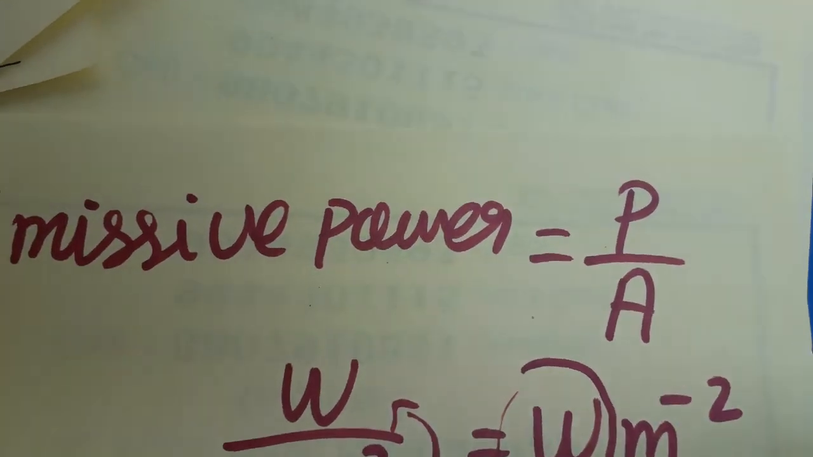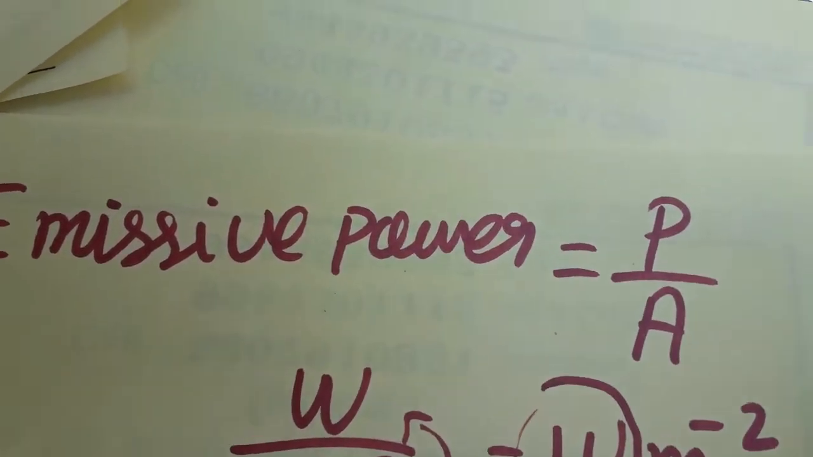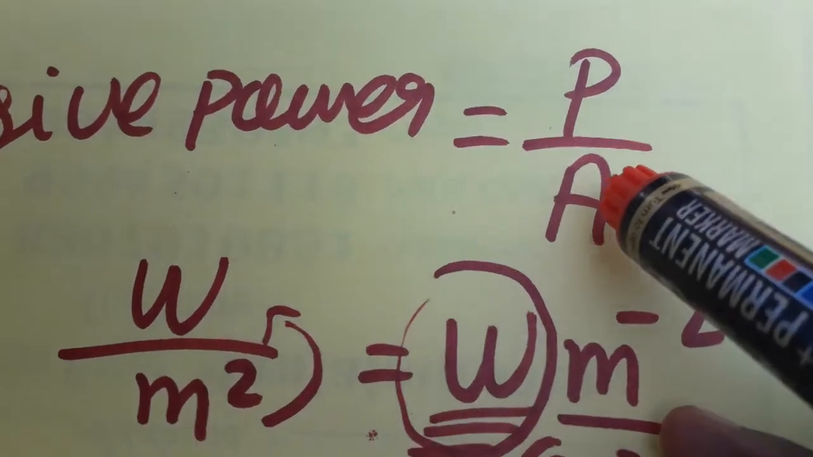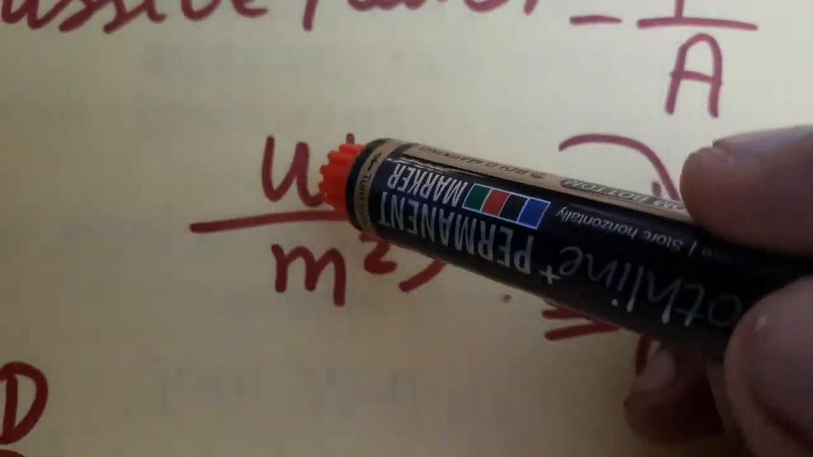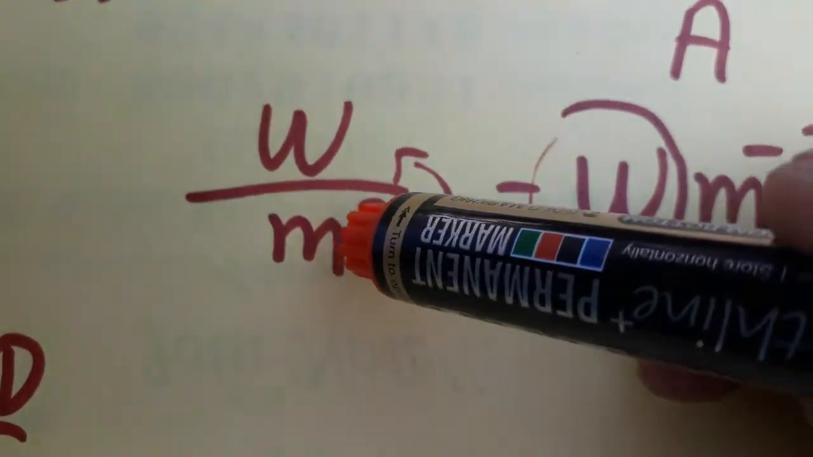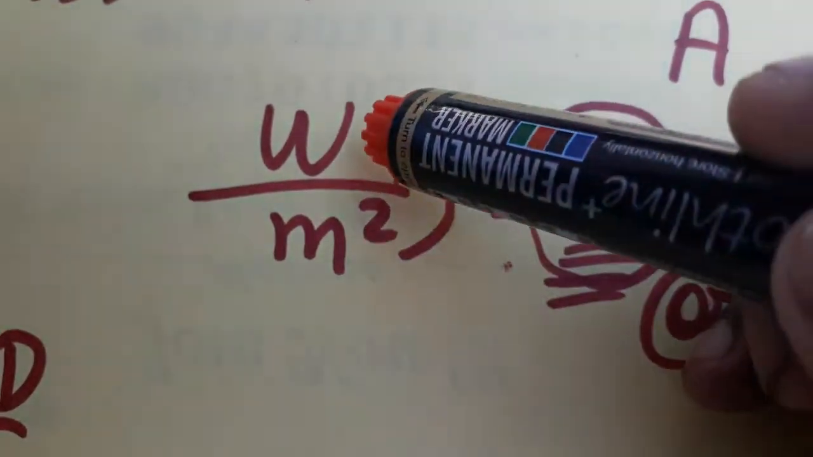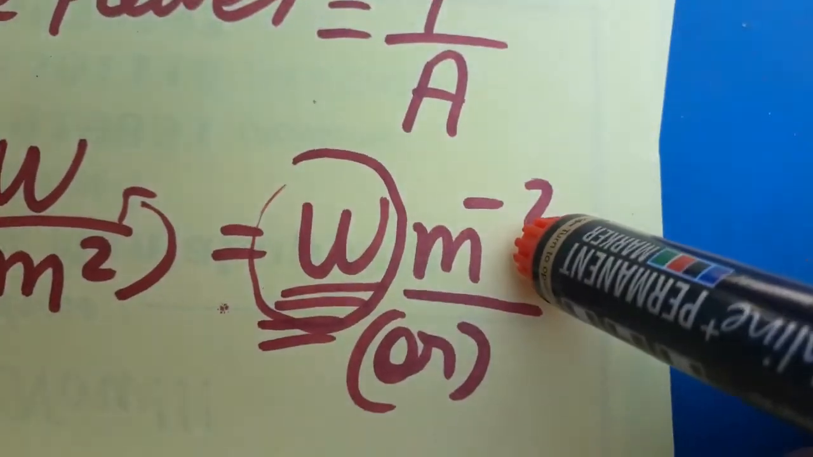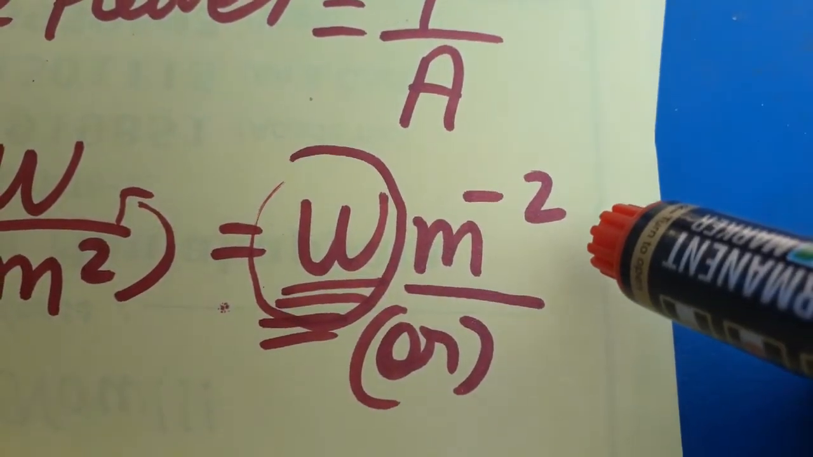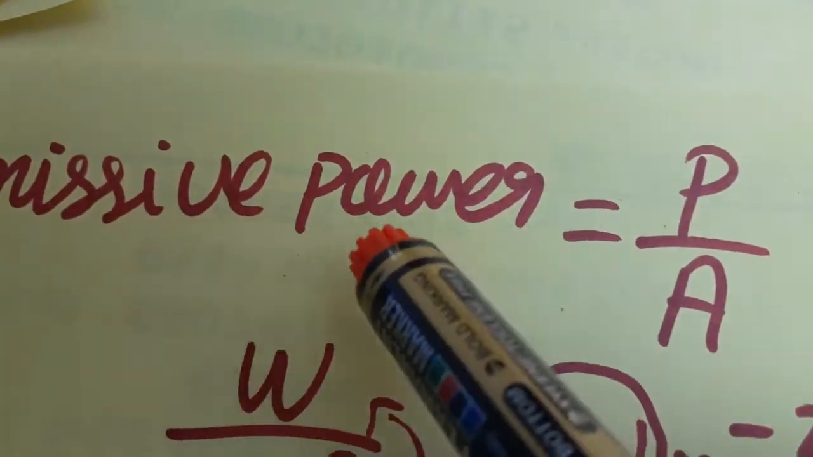Hello student, today we are going to learn the emissive power SI unit. Emissive power is the power per unit area. The SI unit of power is the watt, and the SI unit of area is meter, length into breadth, meter square. Taking the denominator to the numerator, meter square becomes meter minus 2. So watt meter minus 2 is the SI unit of emissive power, okay.